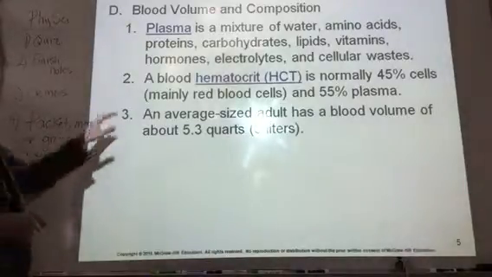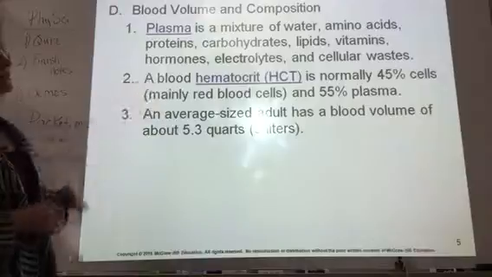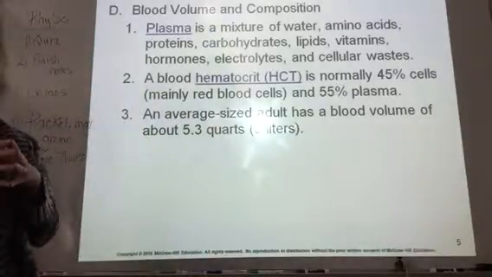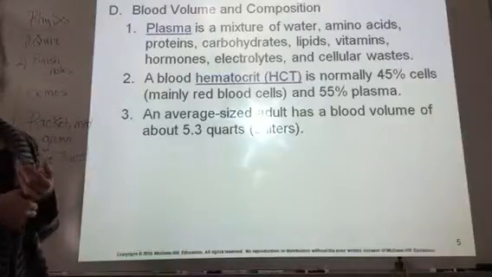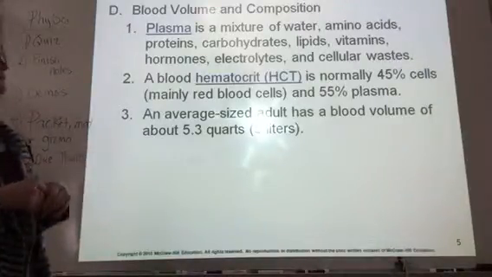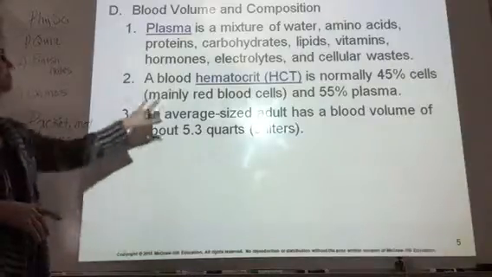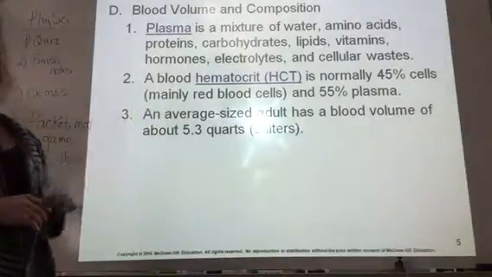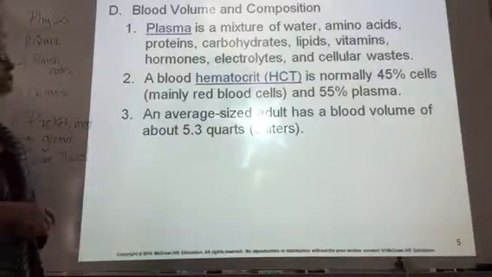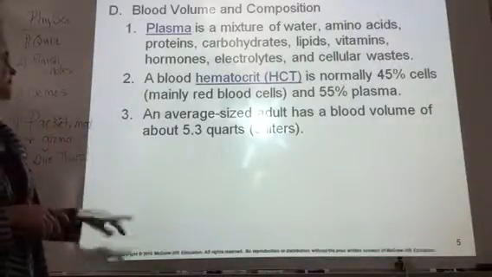A blood hematocrit is normally, so if I take a sample, basically that's a blood sample, it's normally 45% cellular material and then 55% plasma. Most of your cells are red blood cells. The main percentage of blood cells are red blood cells.